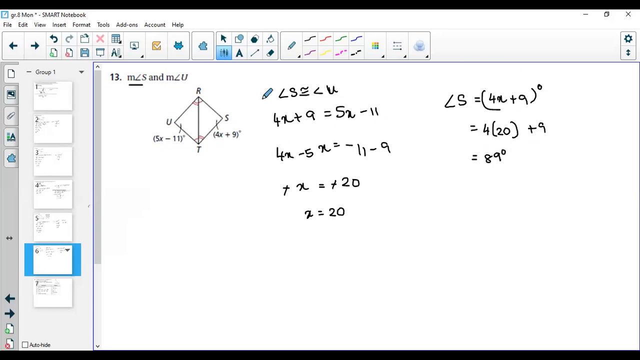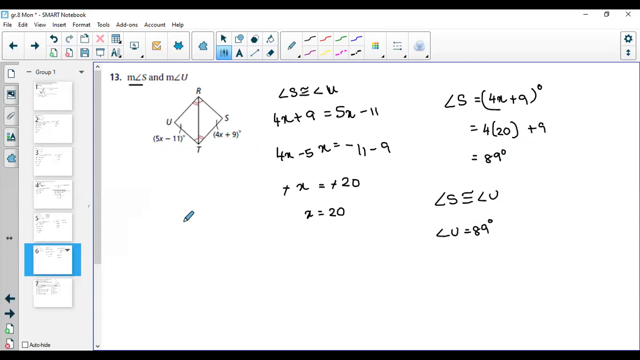Now, can I say angle U is also 89? Yes, you can, because angle S is congruent to angle U. You can say that angle U is also 89 degrees. So that's all you have to do. If you understand the theorems well, you can finish off the lesson very easily.